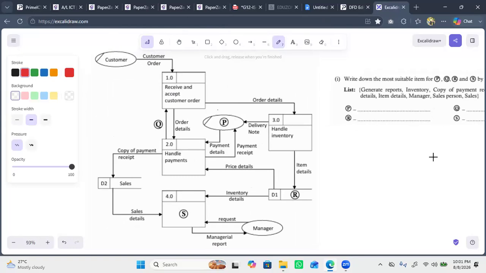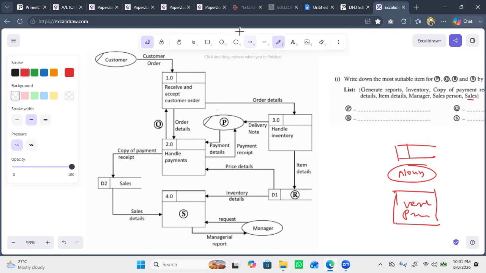Sales, no, wrong. There is no sales option here. I have the option. Okay. P should be an entity. If it is in an oval shape, it should be an external entity, a user probably. If it is a process, something happening, a verb. Here it should be probably a noun. Here it should be a verb or something happening, a process. And if it is this shape, it should be a data store.